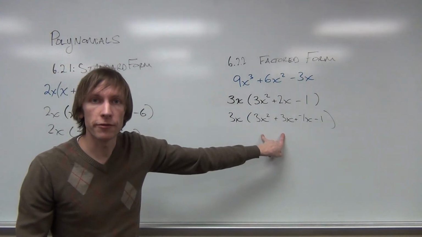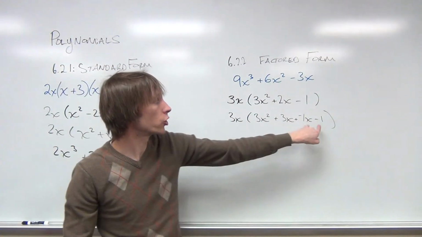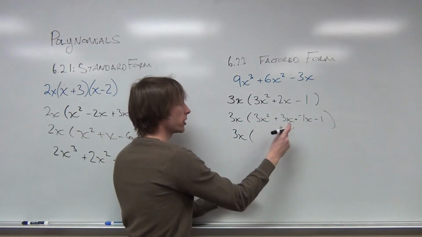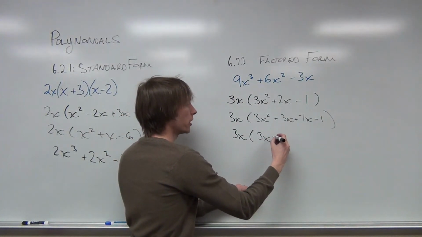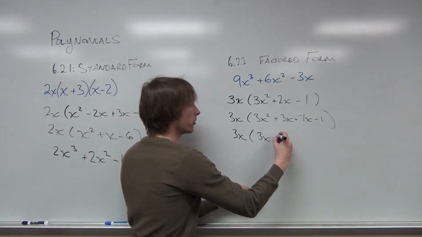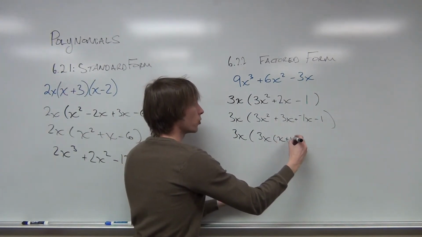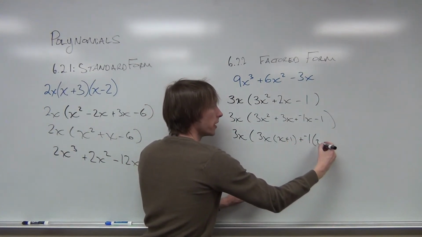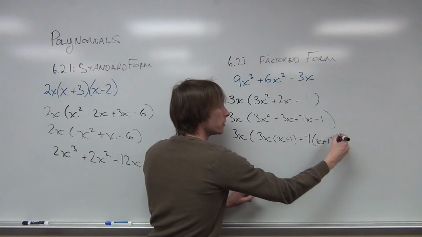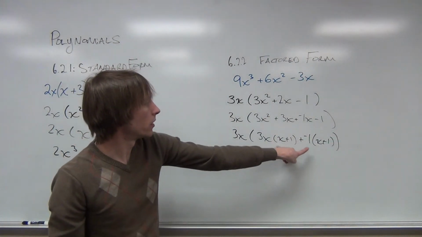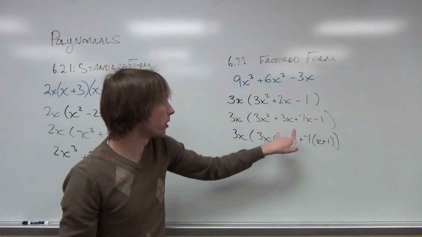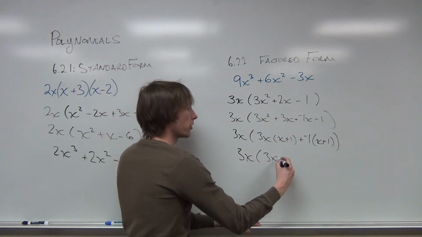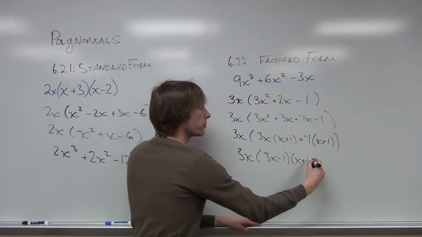Group our first two, find the greatest common factor in that pair. Group our last two, what's our greatest common factor in that pair? It turns out that our greatest common factor here is 3x, and we will have that as 3x times x plus 1. And over here we have a negative 1 as our common factor, and that leaves us with an x plus 1. We're going to factor this from that: 3x minus 1. That leaves us with 3x times 3x minus 1 and x plus 1.